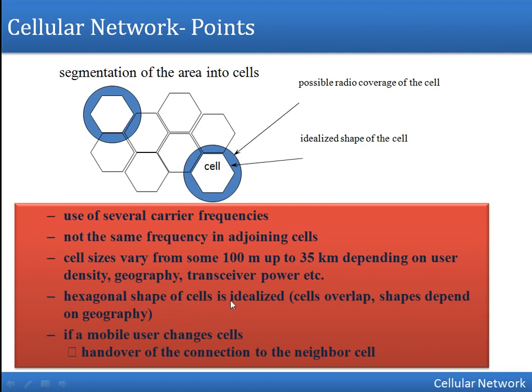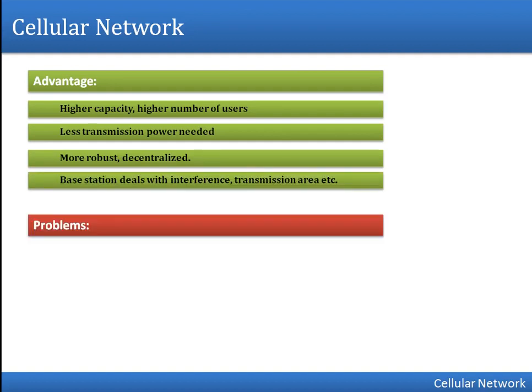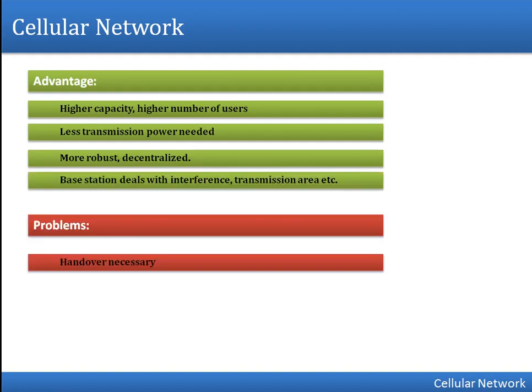The hexagonal shape of a cell is idealized, we have already seen why. And if a mobile user changes cell, there will be a handover. So we have seen these points.